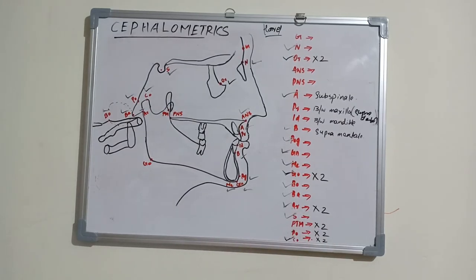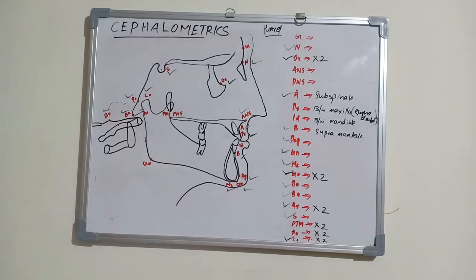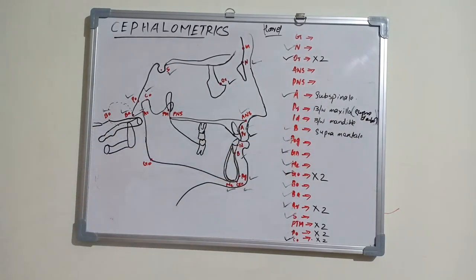Next we have prosthion. You can see here prosthion. Prosthion is the lowest and most anterior point on the alveolar bone in the midline between the upper central incisors. It is also called supradentale. It is the lowest and most anterior point on the alveolar bone of the midline between the upper central incisors. So it is also known as supradentale.